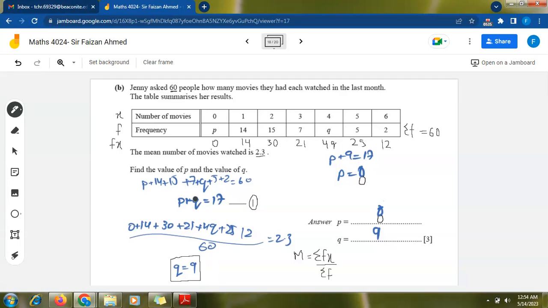Since I know the value of Q as 9, I will just put the value of Q, 9, in equation number 1. So this will become P plus 9 equals 17, and this 9 will shift on the other side and get subtracted. The value of P is coming out as 8. So the value of P is 8 and the value of Q is 9.